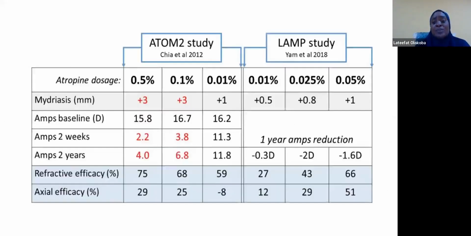The LAMP study also compared several concentrations of atropine in an attempt to determine the optimal concentration of atropine that is effective at limiting the progression of myopia with minimal side effects. And all the low concentrations of atropine that were tried are effective in limiting the progression of myopia, with the most effective concentration being 0.05% atropine.